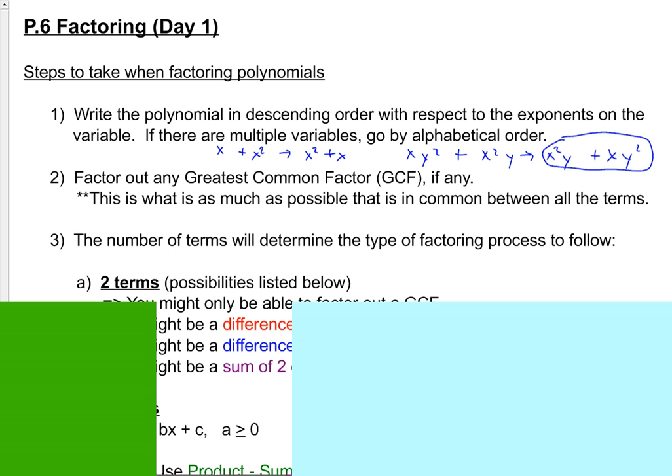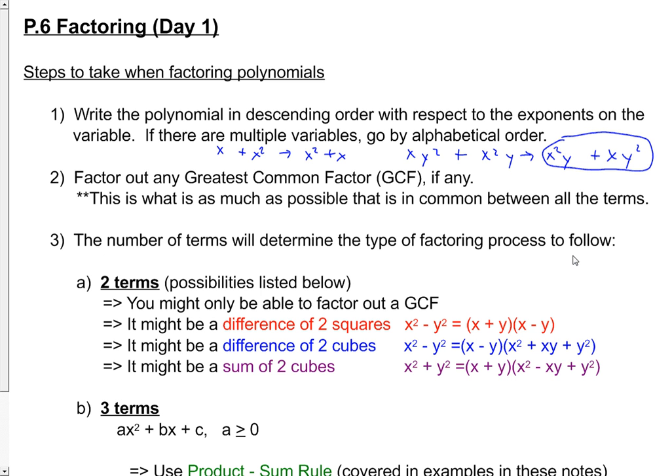And finally, to actually factor the polynomial with the certain processes that we will learn, it depends on how many terms we have in the polynomial. When we have 2 terms, the possibilities are that you may only be able to factor out a greatest common factor, and then that's it. But we always want to look to see if we have one of the next 3 possible special factoring formulas.